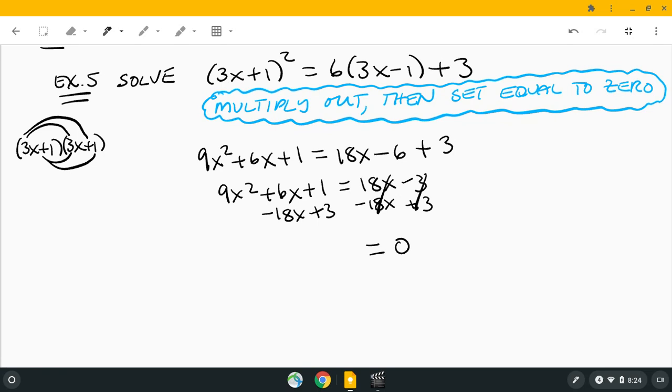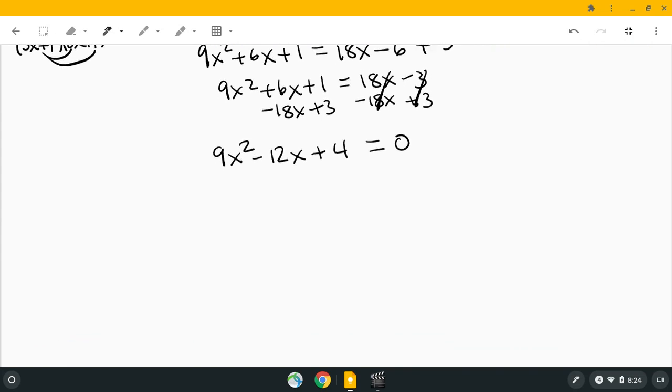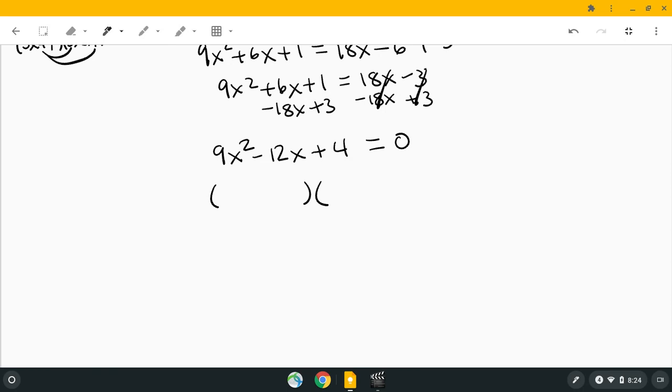Okay, so let's see what we get on the left side. 9x squared, negative 18 plus 6, so that is negative 12x. 3 plus 1. Okay. All right. Do they have anything in common? No, they don't. Okay. Let's see. I'm going to try 3. Because these are perfect squares, that's a perfect square and that's a perfect square, I'm going to try 3x's. Both signs have to be negative. And I'm going to try 2 and 2.